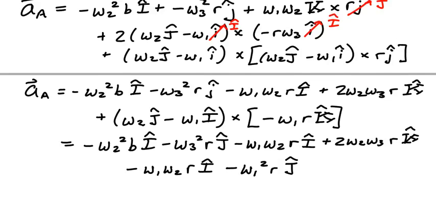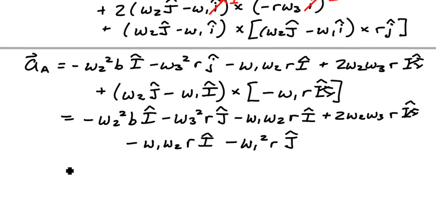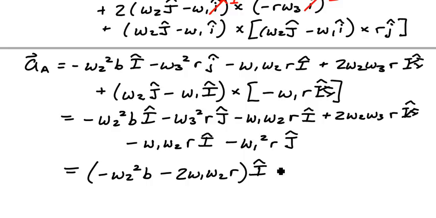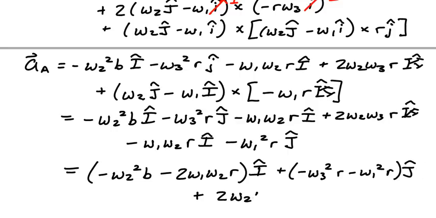You'll note here that two of these terms add together, namely the 2 and the I, so if I group things here, I'm going to have minus omega 2 squared times b, minus 2 times omega 1 times omega 2 times r, and that's going to be all in the big I direction. I'm going to add to that minus omega 3 squared times r minus omega 1 squared times r, and those will be in the big J. And I'm going to add to that 2 omega 2 times omega 3 times r in the capital K. And that, folks, will give me the acceleration of that point A.